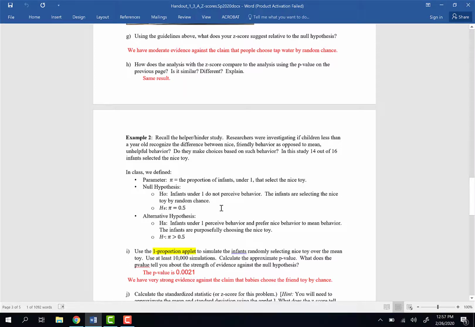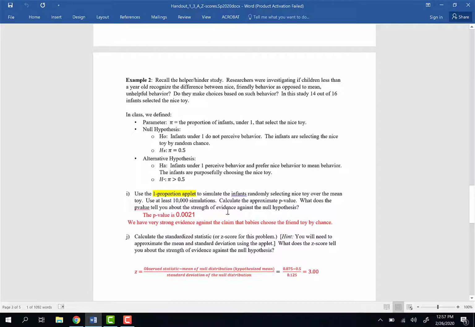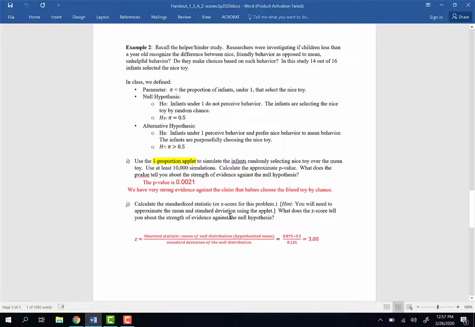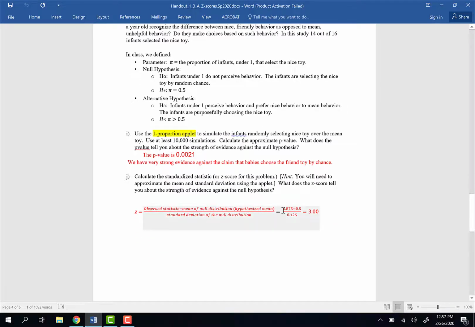The second example is the baby study, and I encourage you to do this on your own, and you should get results very similar to this. Again, the observed statistic: 14 out of 16 babies chose the friendly toy, so that was 0.875. The mean of the null distribution, or our hypothesized mean: they were choosing one friendly toy out of 2 toys, so it's 1 out of 2, which is 0.5.